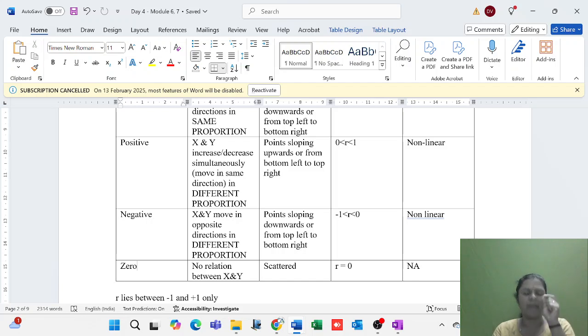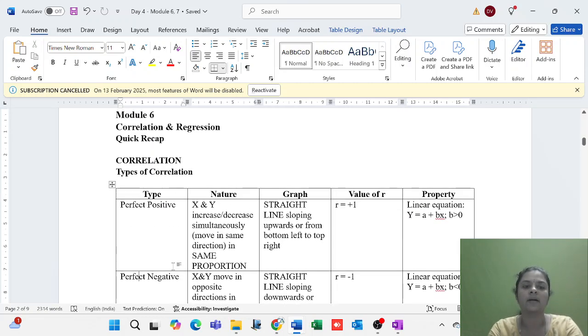So the basic, main, important point that you have to understand is that the correlation coefficient has a limit. What is that limit? It can lie only between -1 and +1. It cannot lie anywhere else. The value of r can only lie between -1 and +1, including the limits. Is that clear?